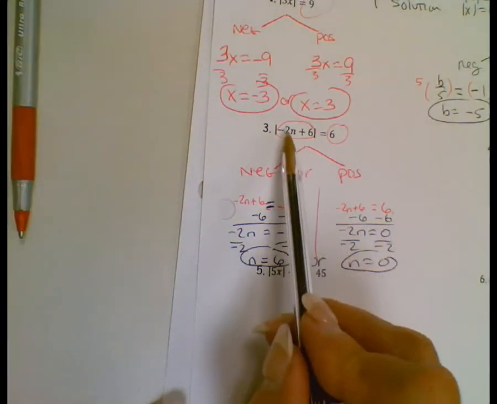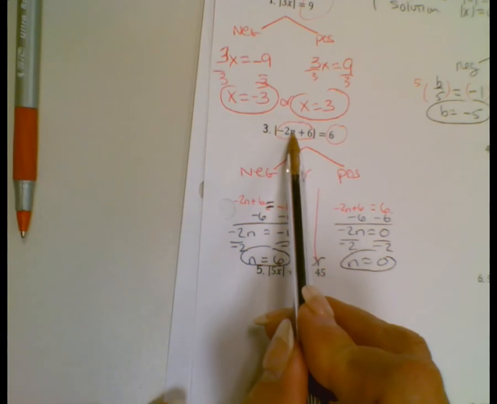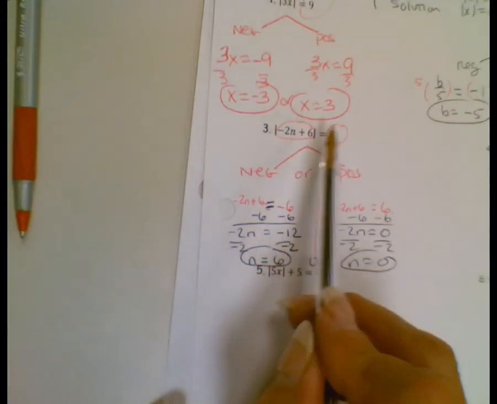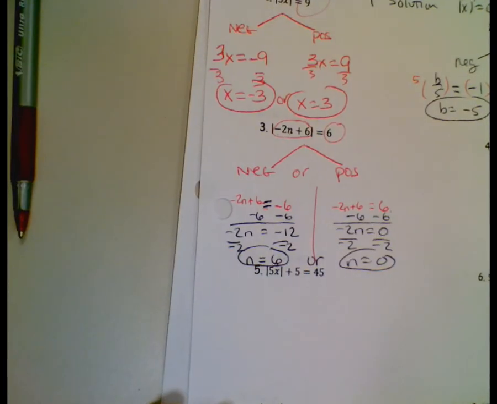So if you plug in a 0, what's negative 2 times 0? It's 0. 0 plus 6 is 6. Absolute value of 6 is 6. Two answers.